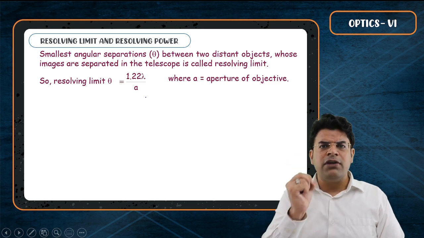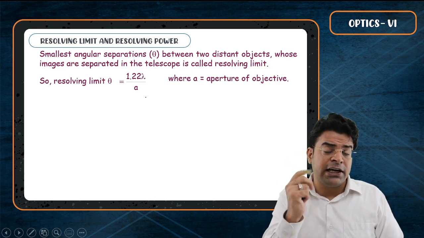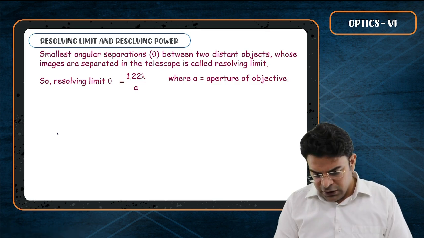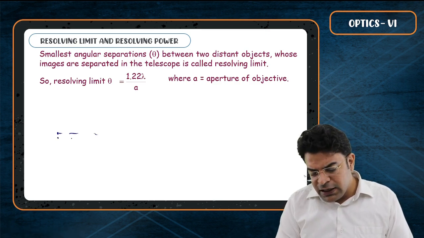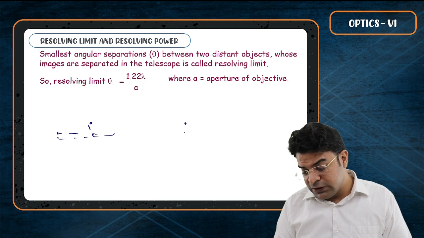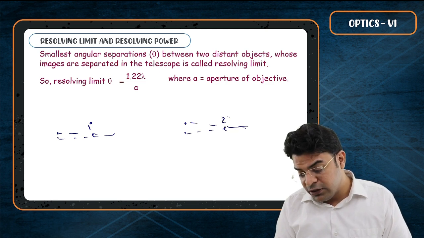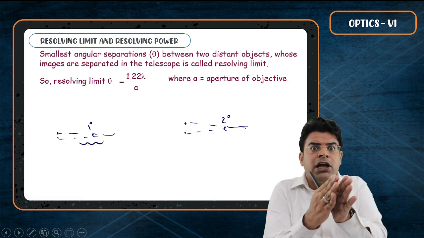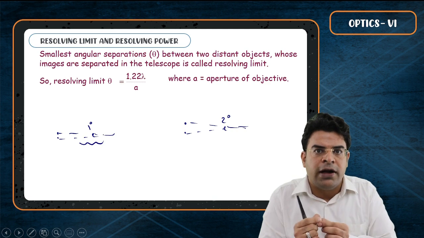The smaller the value of theta that can be detected, the better is your telescope. If you have two telescopes, telescope 1, which can even separate two objects which subtend an angle of 1 degree, and a second telescope which can separate objects which subtend an angle of 2 degrees, you will say that the first telescope is better. It can even separate the objects which subtend a smaller angle, right?